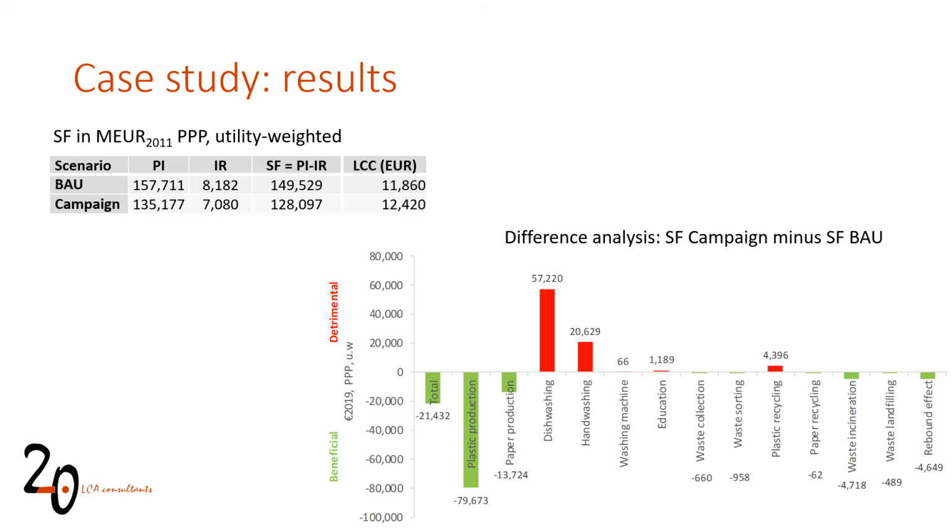In this graph, we have a difference analysis, which tells us what is the net change when moving from the business as usual to the campaign scenario. And what we see is that we have more social footprint from the activities or the supply chains associated to dishwashing and hand washing of reusable containers and bags. Some more impact also from plastic recycling, but at the same time we have a beneficial effect or credit from the avoidance of single-use food packaging, especially plastics and also some paper.